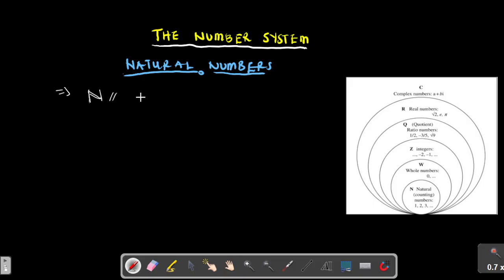So natural numbers are a group of numbers that admits a minimum number of 1. So every natural number admits a minimum number of 1, right? For the natural number set, it starts from 1, then 1 adds to itself, 1 plus 1, then we have 1 plus 1 plus 1. So that gives us 1, 2, 3, then to infinity.